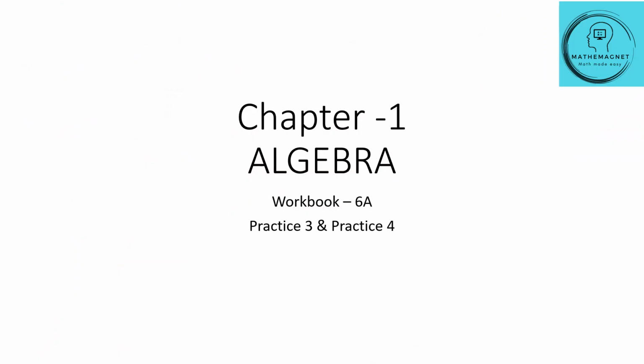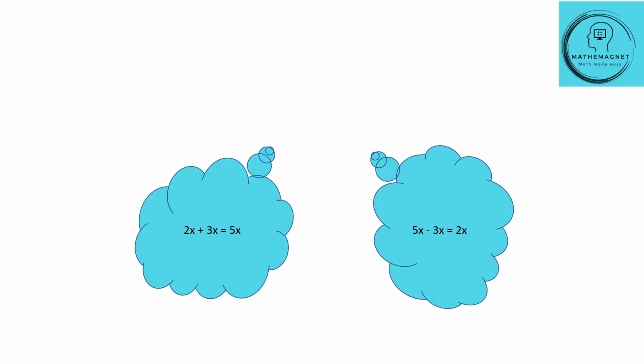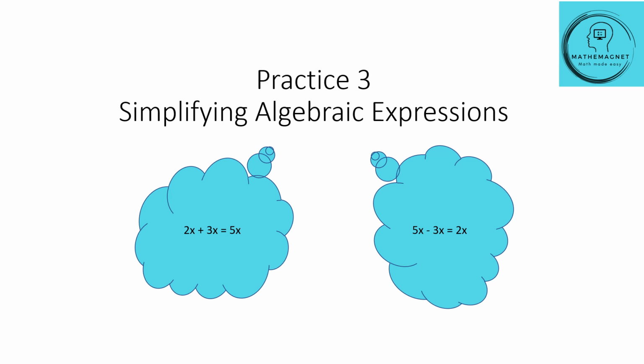Today we are going to do chapter 1 Algebra for grade 6 from the workbook. We shall solve the questions under practice 3 and practice 4. Practice 3. Simplify algebraic expressions. Question 1. Simplify. Here we will be doing basic mathematical operations on the variable terms of an algebraic expression.